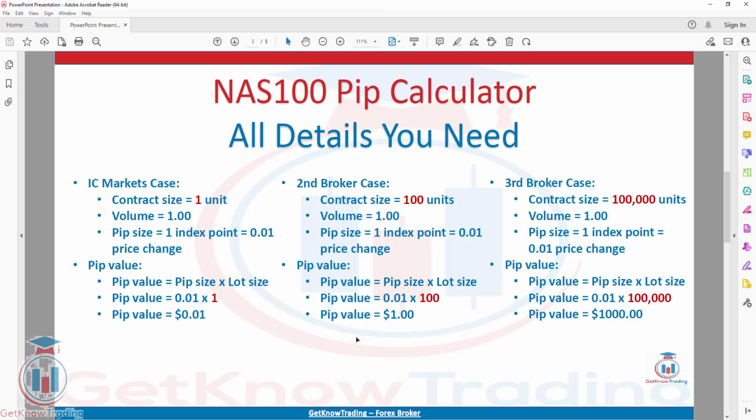So this is why it is important to know what the contract size of your broker is and what the volume is, because these two variables are very important in the calculation of the pip value.